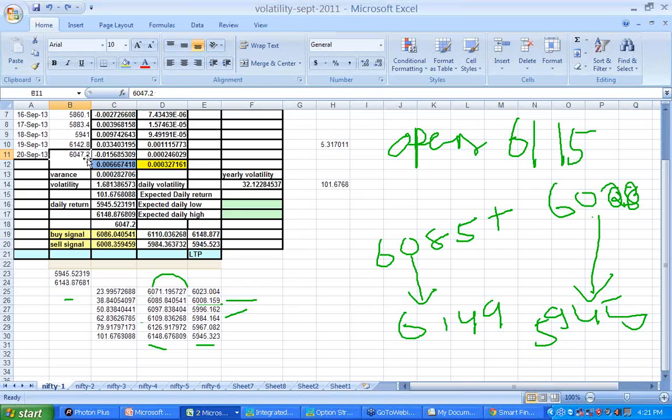Assume it has opened at 5950 on 21st. So just change the last record to 5950. So I got a new level. So only based on the openings I can change these data points of last record.